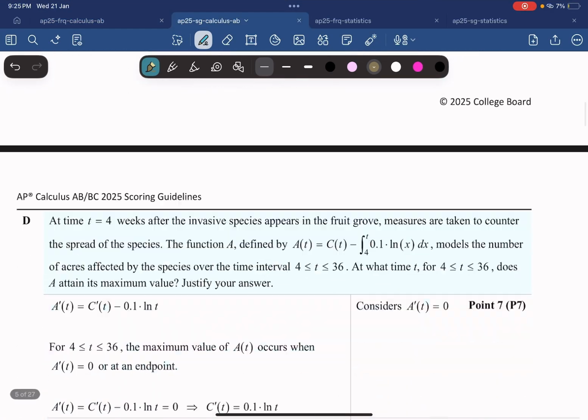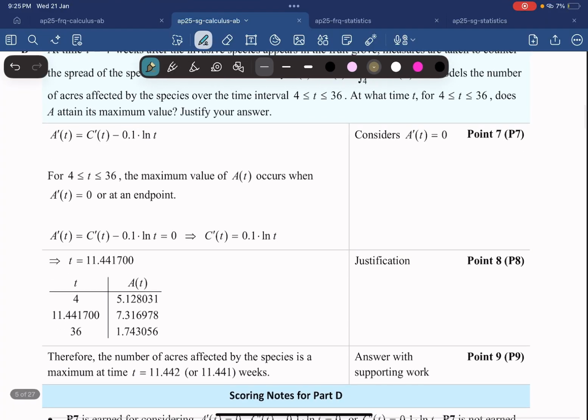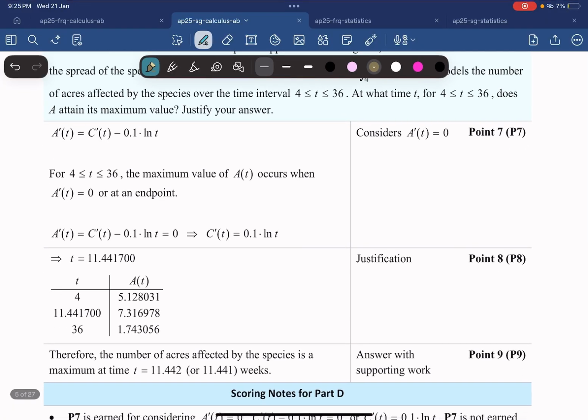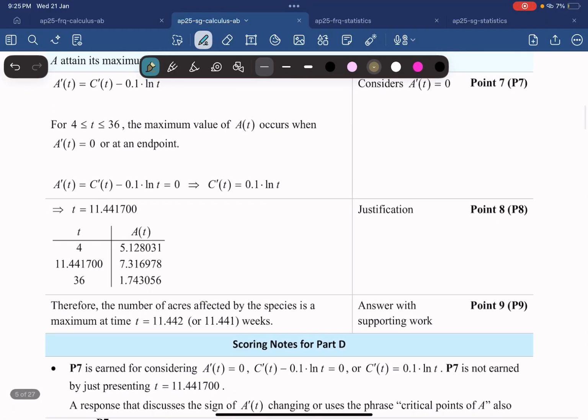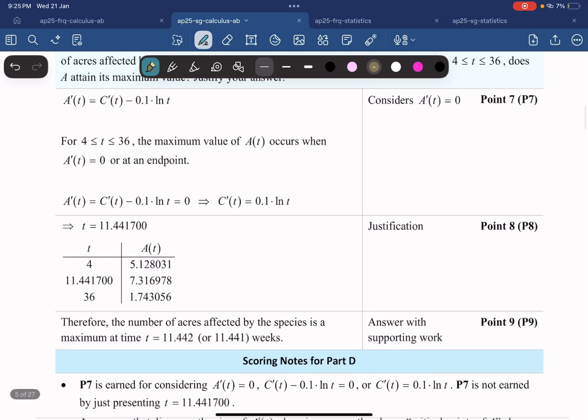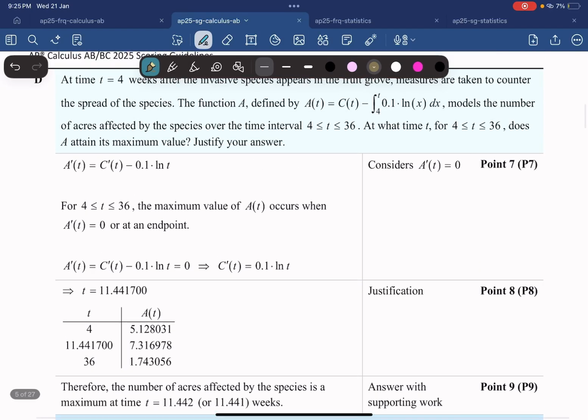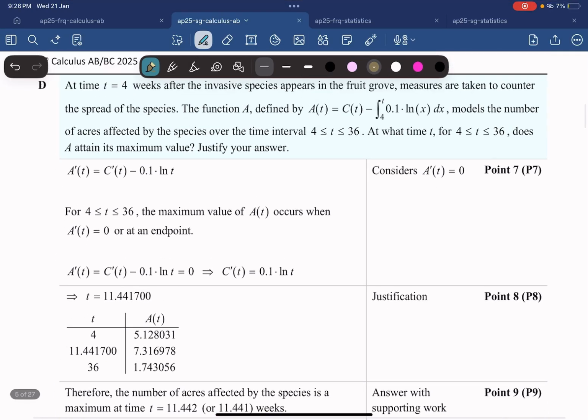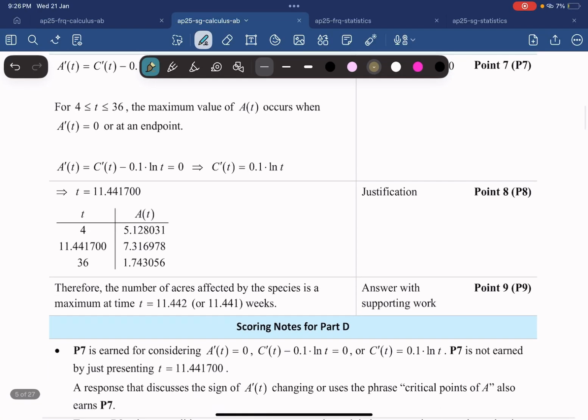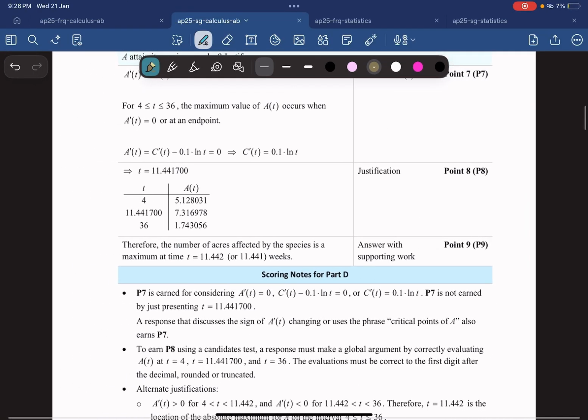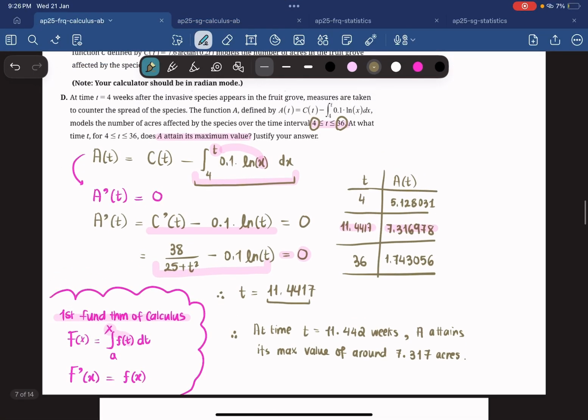So we look at the scoring guidelines. We got the exact same values, and we got our answer to be 11.442. So the number of acres affected by the species is a maximum at time t equals 11.442. We drew the table and we solved, and we got all the marks in the scoring guidelines. So that's our answer for part D, and that was question 1.